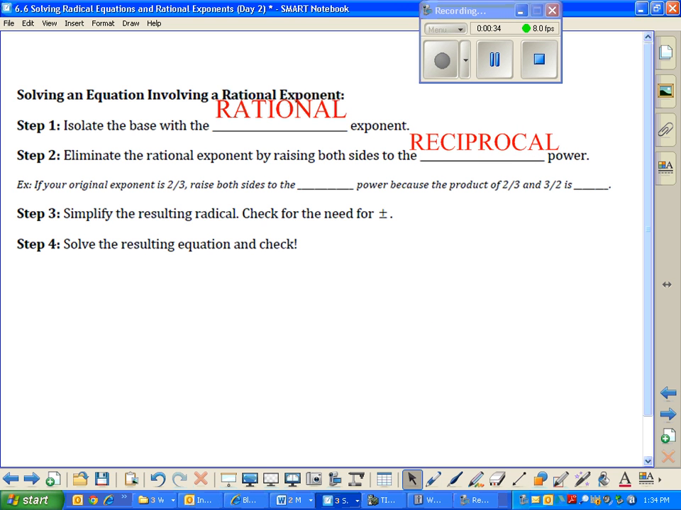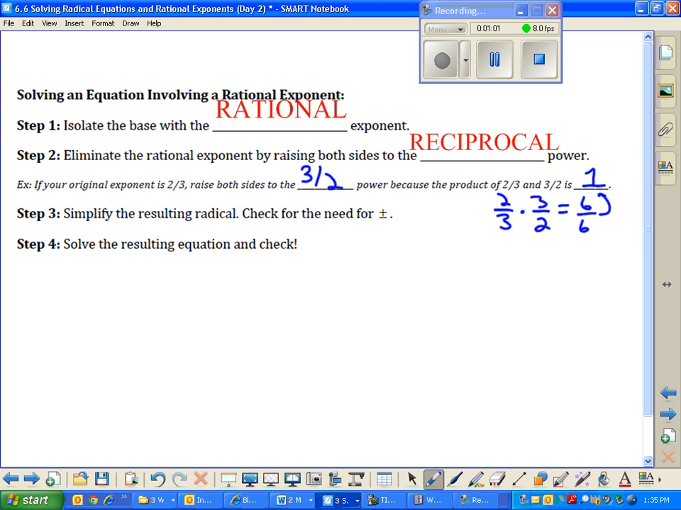That goes up there. We can then eliminate that rational exponent by raising both sides to the reciprocal power. So here's how that's going to work. For instance, if your original exponent is 2/3, you're going to raise both sides to the reciprocal of 2/3. That would be the 3/2 power. Because watch what happens when you multiply reciprocals together. If you had 2/3 times 3/2, you get 6/6, which is 1.